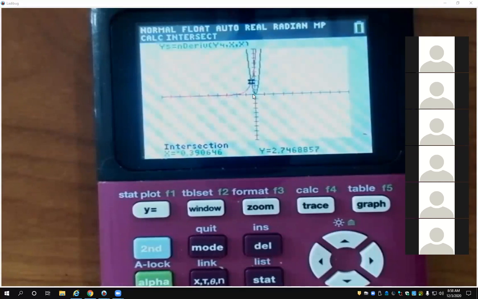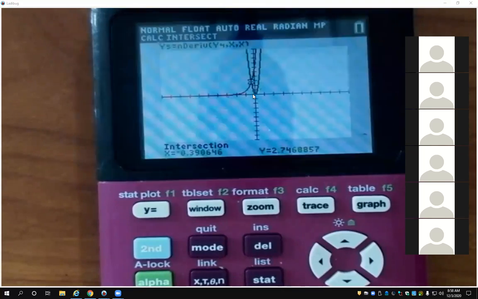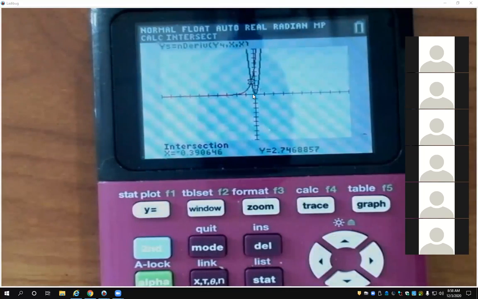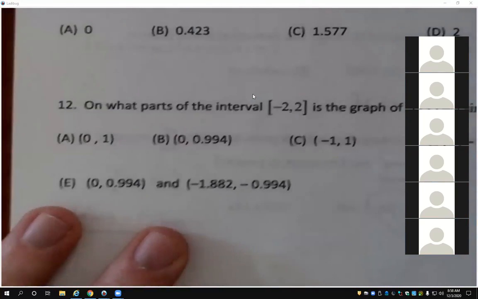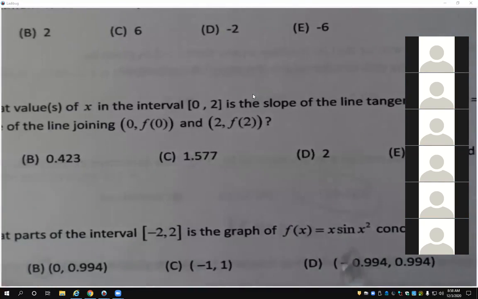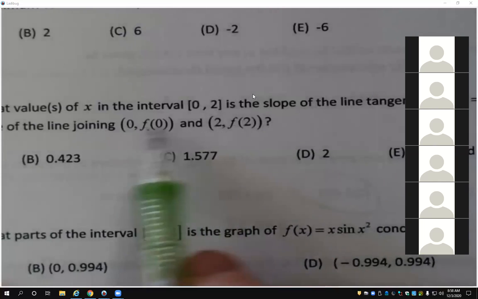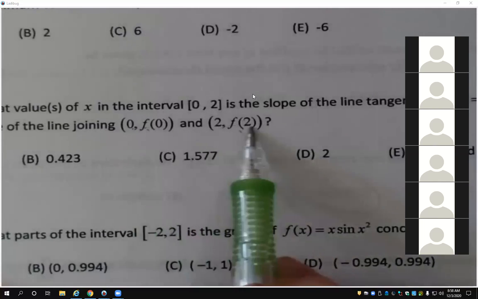Could you also do 11, please? All right, so number 11: for what values of x in the interval 0 to 2 is the slope of the line tangent to the graph equal to the slope of the line joining these two points? So let me just pull my paper up really quick here. I need to find the slope of the line connecting these two points.